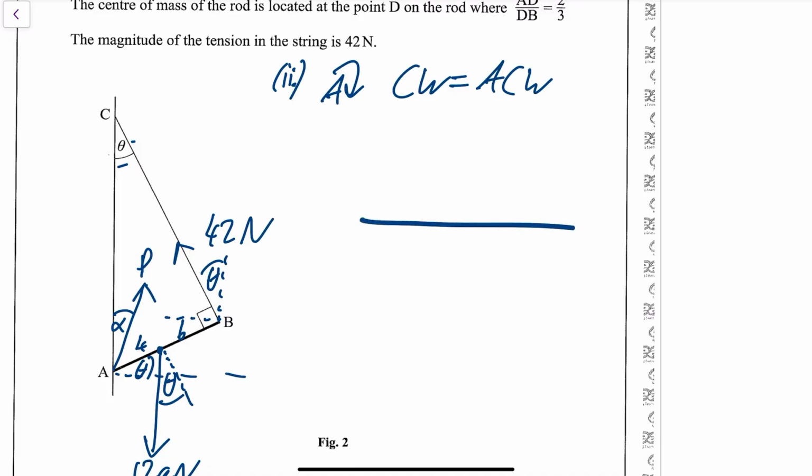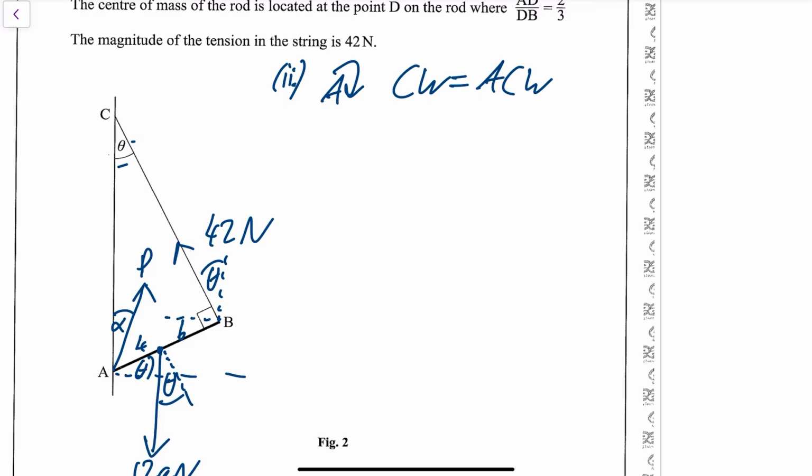The reason for that is if you imagine a seesaw, you have a boy sitting here on a seesaw, a bigger boy sitting here, and this guy in the middle. He has no turning effect because he's acting through the pivot. Same idea, we're pivoting about A, P acts through A, so it has no turning effect.